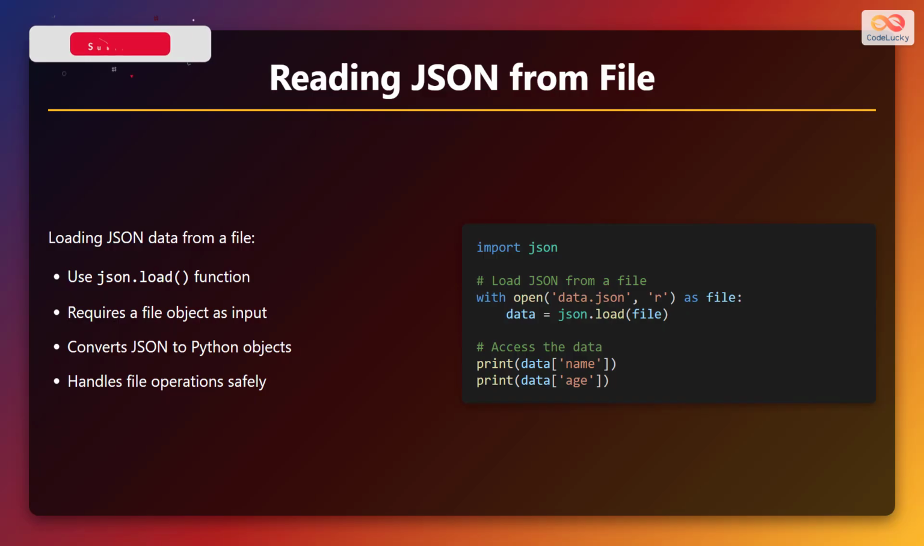Here is an example of how to use json.load. First, import the json module. Then, open the JSON file in read mode using the with statement. This ensures that the file is properly closed after use. Use json.load to load the JSON data from the file into a Python variable. Finally, access the data as you would with any other Python dictionary or list.